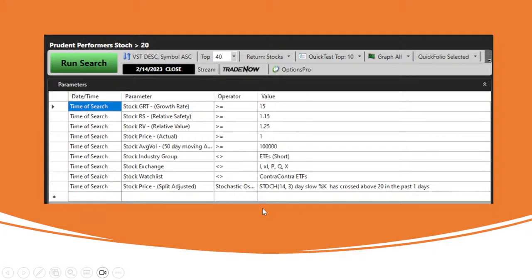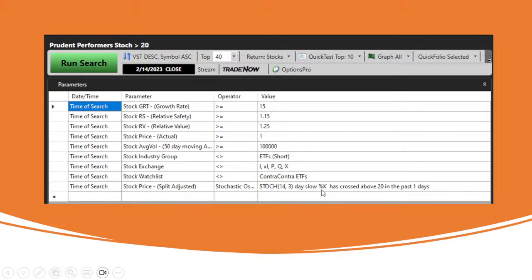A prudent type search, it could be prudent performers, it could be best of the biggies. You want the scan to find favorable indicators, favorable levels for the indicators that we talked about, right? Stock earnings growth rate here with prudent performers, stock's earnings growth rate greater than or equal to 15%. We want the relative safety greater than 1.15, relative value greater than 1.25. We know that's what we want in terms of a fundamentally sound company, right? The list is sorted by VST.